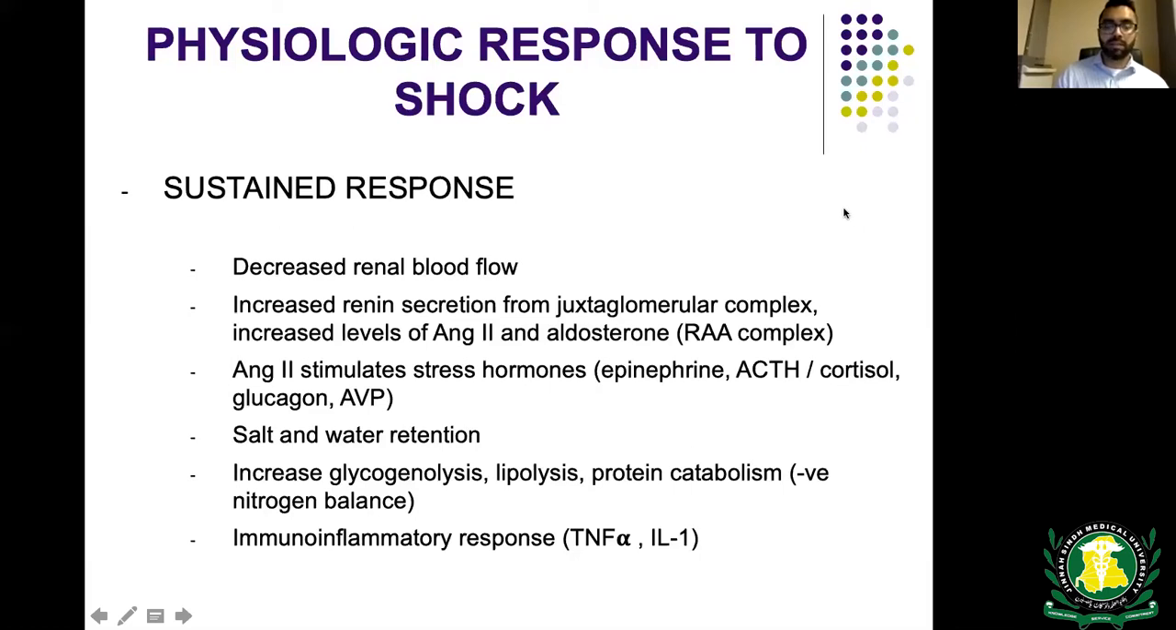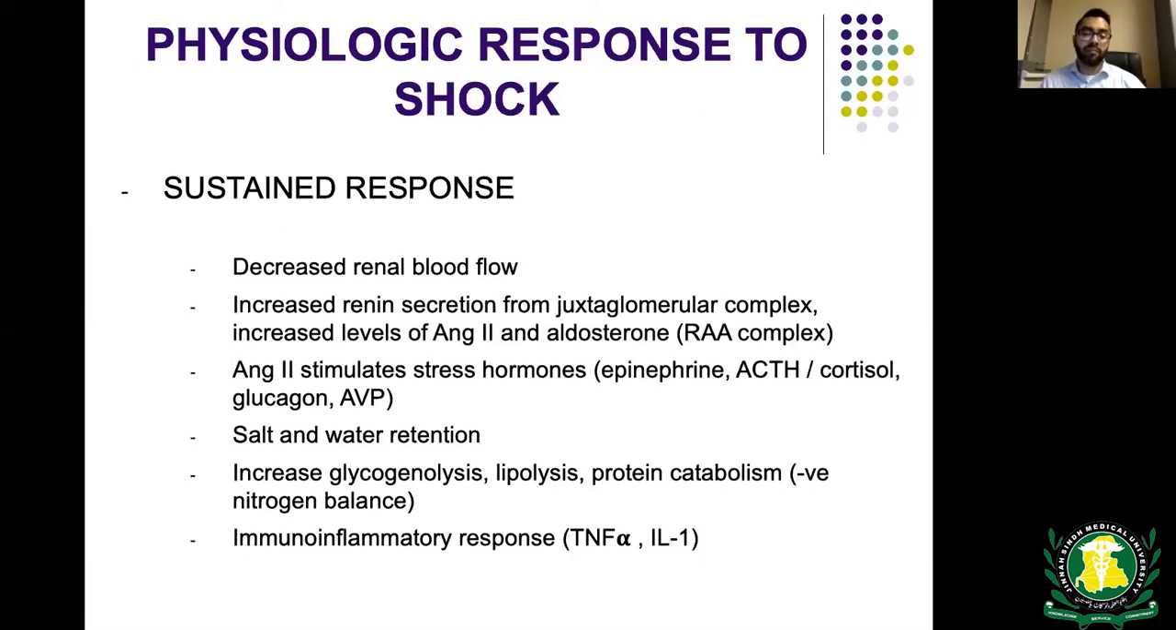Angiotensin 2 in turn also stimulates all the stress hormones, which are your epinephrine, ACTH, cortisol, glucagon, and arginine vasopressin, also known as ADH. The cumulative effect of all these neurohormonal responses is salt and water retention. Increased glycogenolysis: you are going to start consuming all your glycogen stores to produce energy.